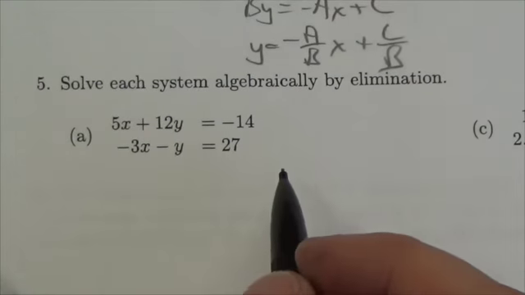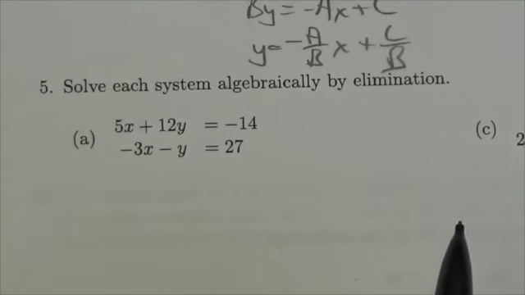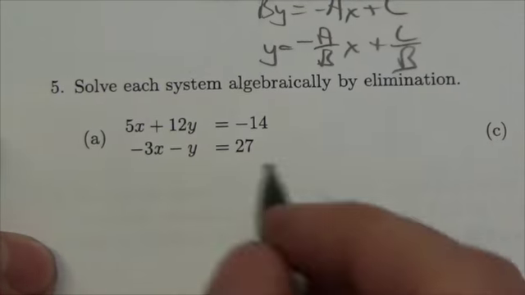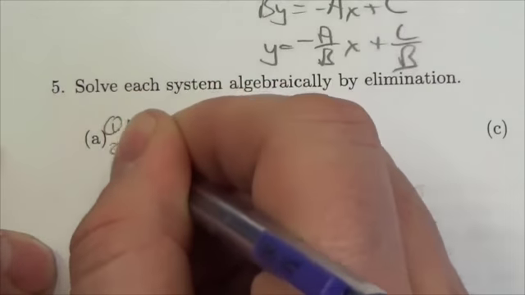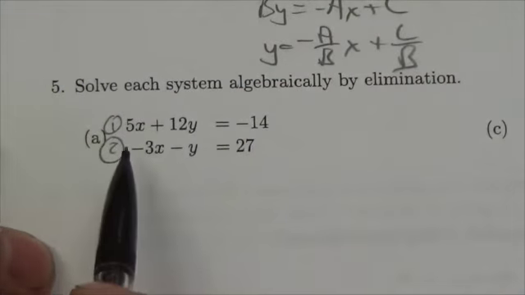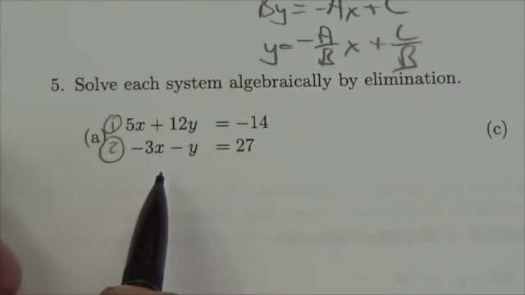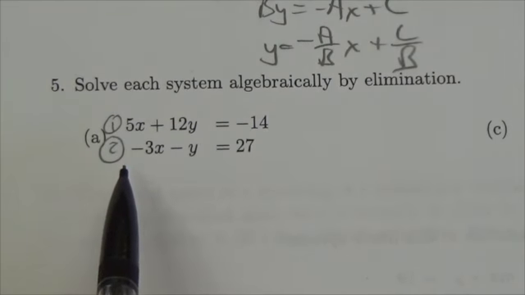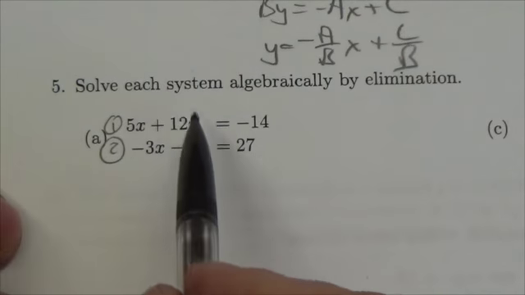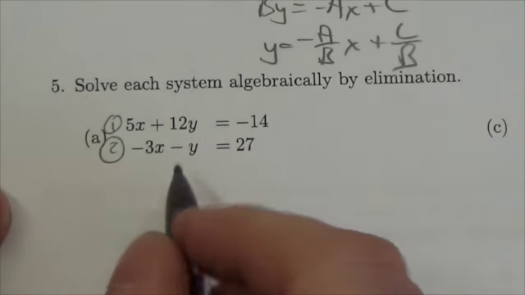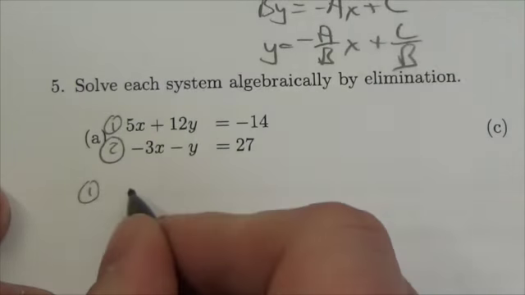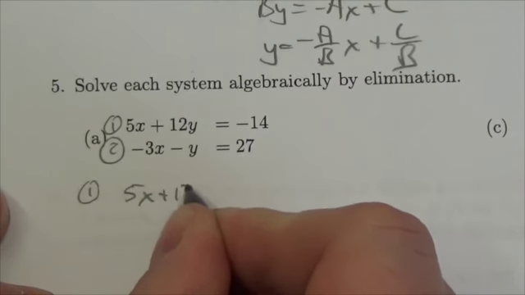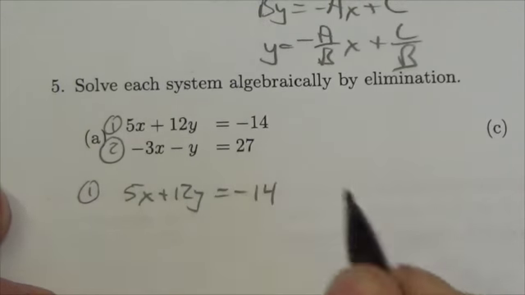Okay, this question here wants us to solve this following system by elimination. So we're going to get rid of a variable here. So here's equation 1, here's equation 2. A quick glance at this, and I get the sense that I can probably solve this pretty quickly by getting rid of the y here. Now I don't have to do anything with the first equation, so I'm going to leave that as 5x plus 12y is equal to negative 14.